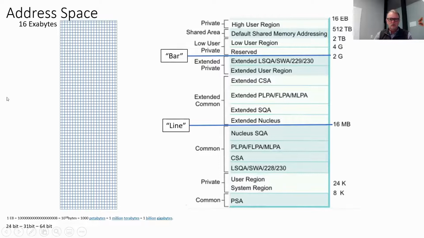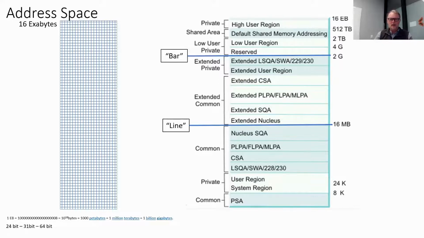Now, this drawing that you have is out of scale. You can see the top of the shared area here is 512 terabytes. So between 512 terabytes and a million terabytes, that's an enormous size on the top here. So you can't draw that to scale, but I just wanted to let you know.